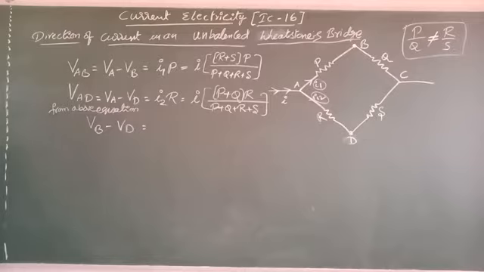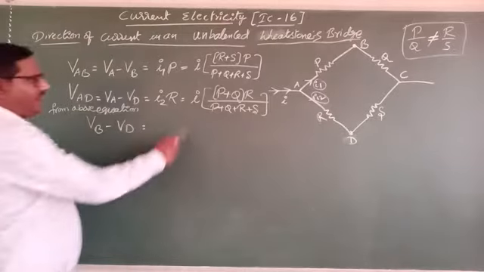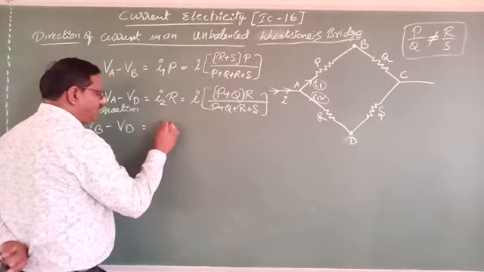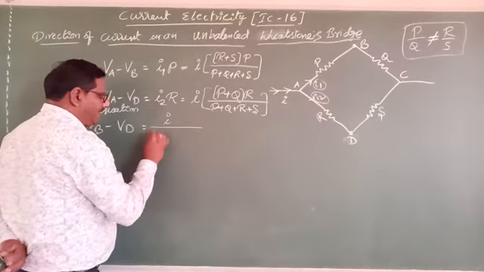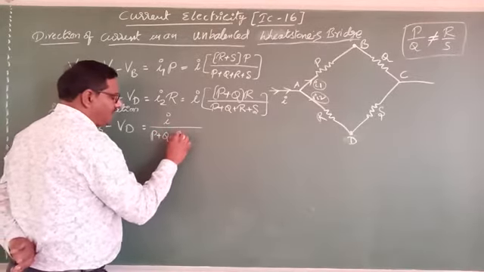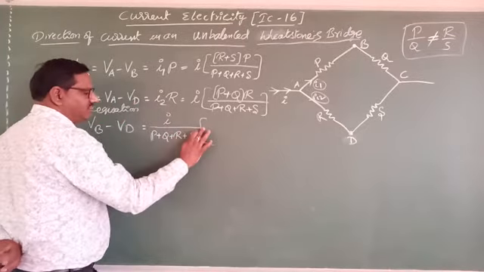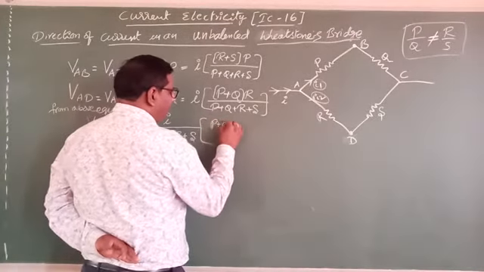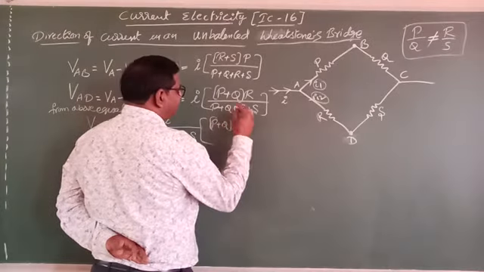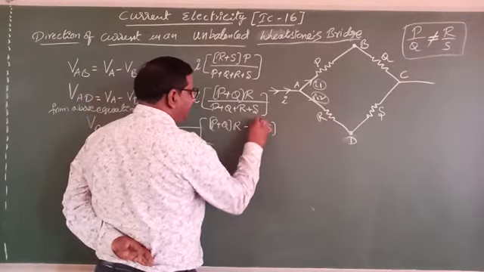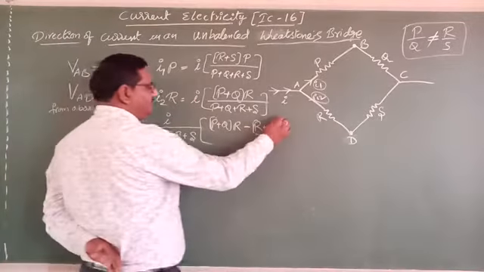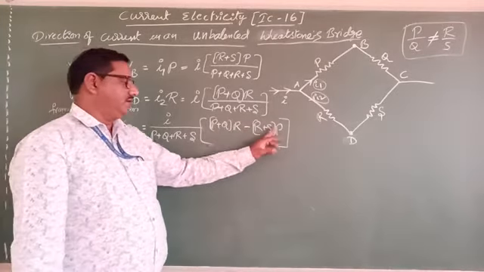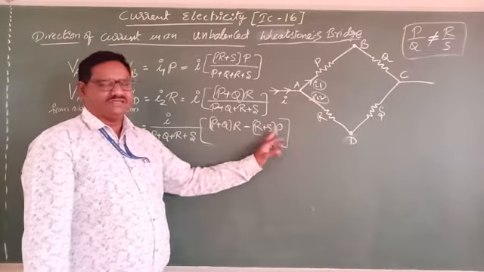If you add the two, how can you write? Here P plus Q plus R plus S is the same in both, so I will take out I by P plus Q plus R plus S as common. Then the remaining is P plus Q into R minus R plus S into P. Now multiplying, we get PR, QR, minus PR, minus SP.